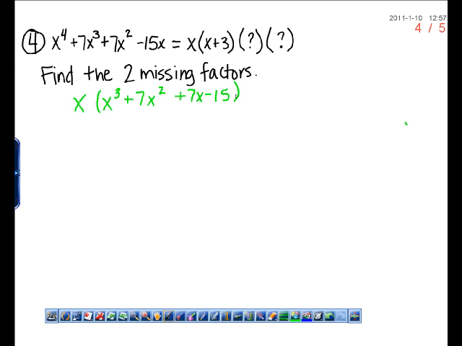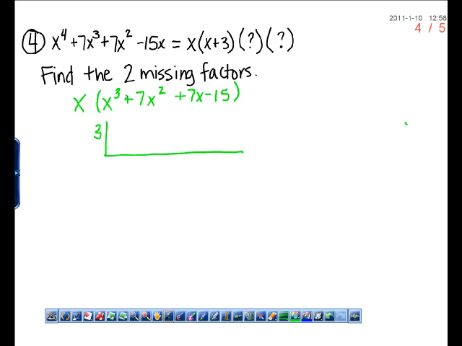So all I did here was I went ahead and factored out x. Now what do I know has to be a factor of this? X plus 3. So could we do synthetic division on this cubic with x plus 3? Yeah. So let's go ahead and do that.